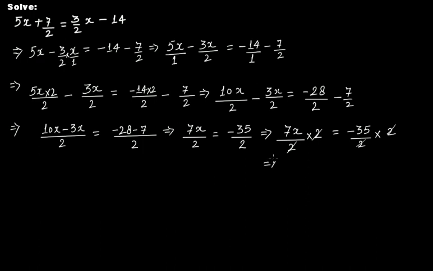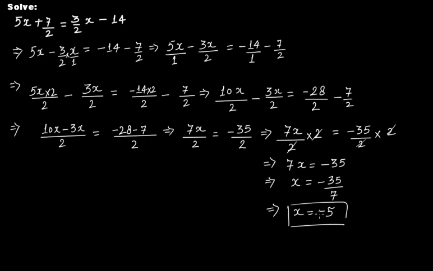You get 7x is equal to minus 35, that is x is equal to minus 35 divided by 7. You get x is equal to minus 5.